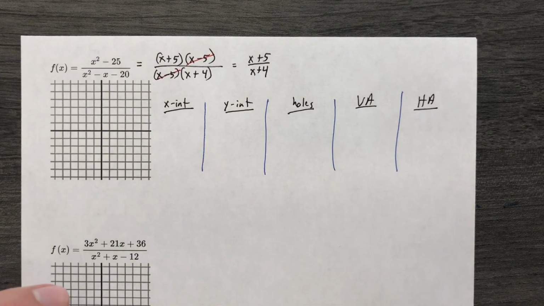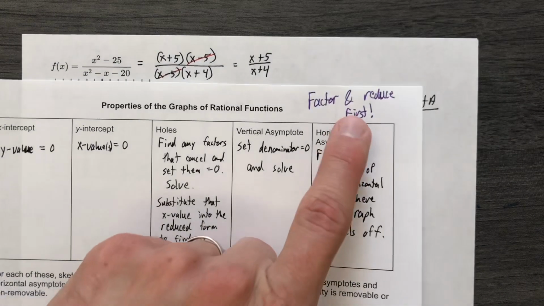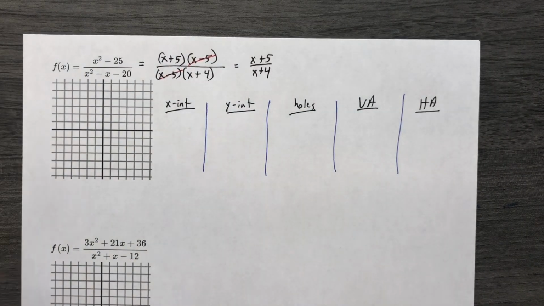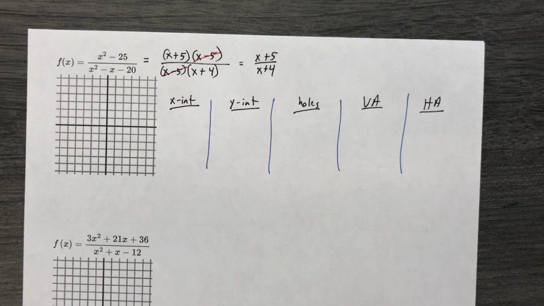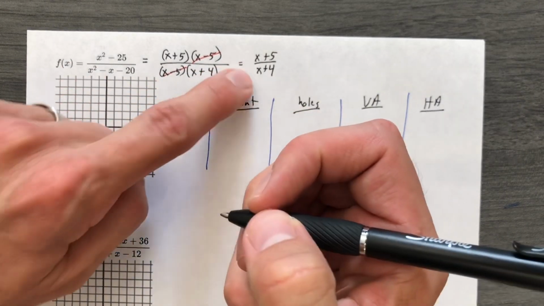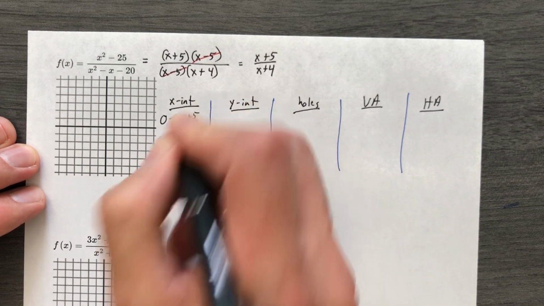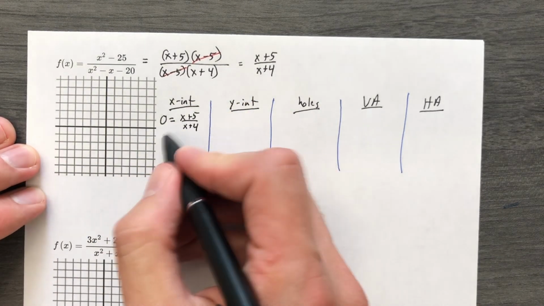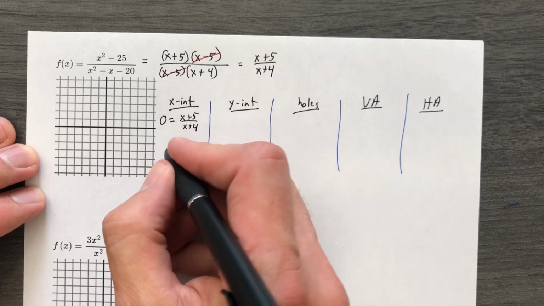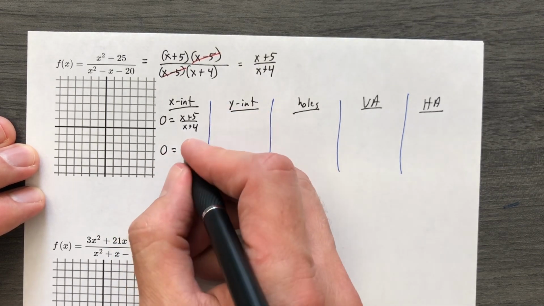X-intercept is going to happen where the y value equals 0. However, it's important to note that you should always factor and reduce first. So let's, done. Lucky us. So 0 equals x plus 5 over x plus 4. You want a shortcut? I do. When you cross multiply, 0 times that denominator becomes 0, and then 1 times x plus 5 becomes x plus 5.